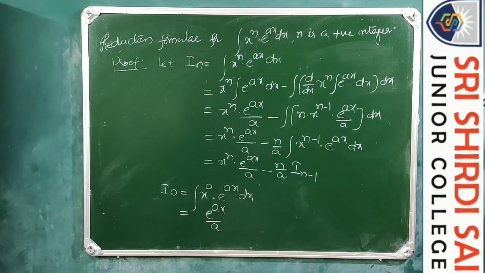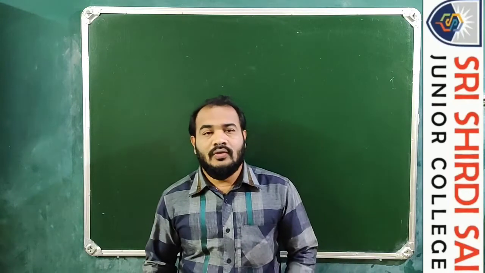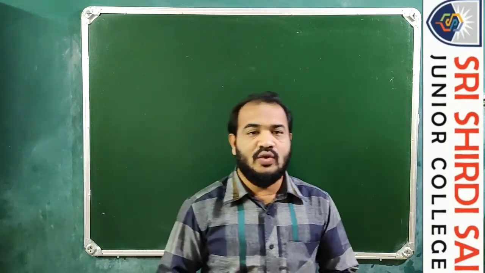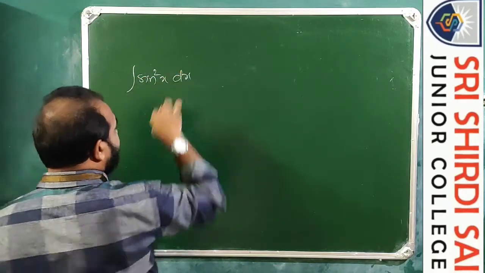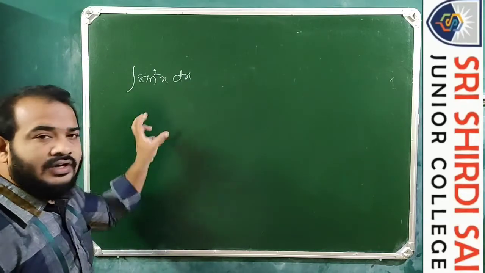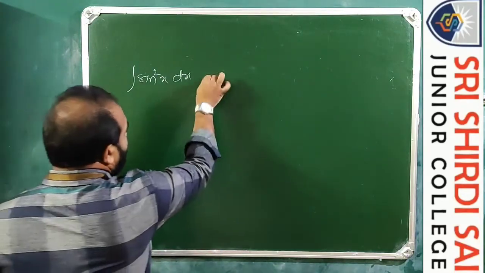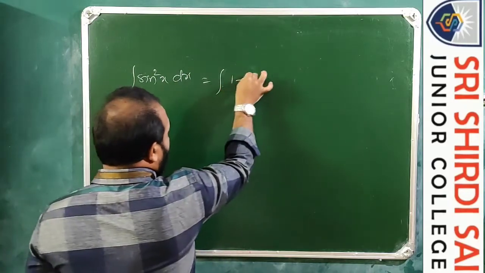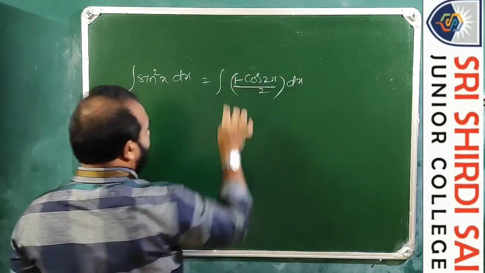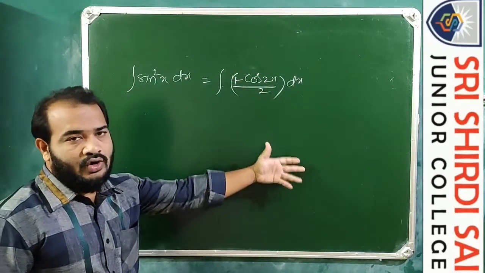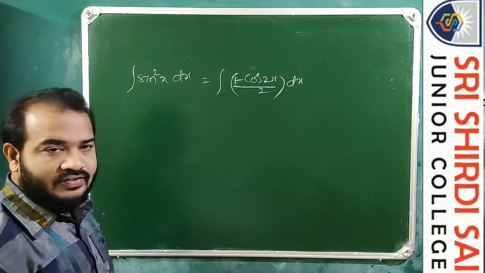What I mean is, this formula can connect an integral with another one of the same type with a lower integer parameter, which is relatively easier to integrate. So if you are asked to find the integral of sin^2 x dx, with a little effort we can solve this. How? sin^2 x can be written as (1 minus cos 2x)/2 whole dx. From this onwards we know how to find this integral.